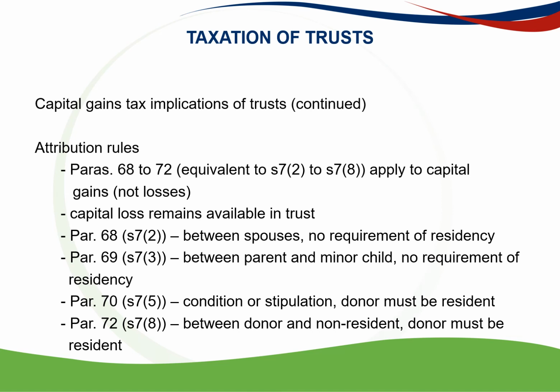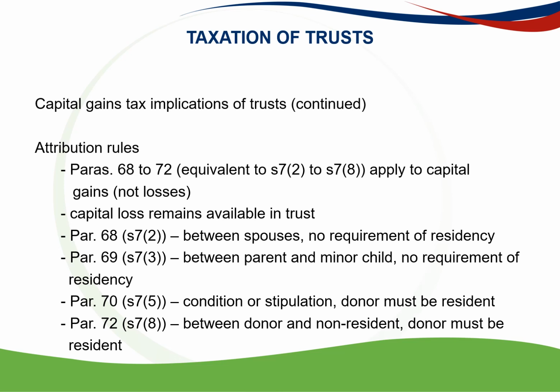The attribution rules, that is who will be taxed. So paragraphs 68 to 72 of the 8th Schedule are equivalent to sections 7(2) and 7(8). And it applies to capital gains, not losses. A loss can't be distributed to a beneficiary. A capital loss will remain available in the trust, which can then be carried over to the next year, and so on.